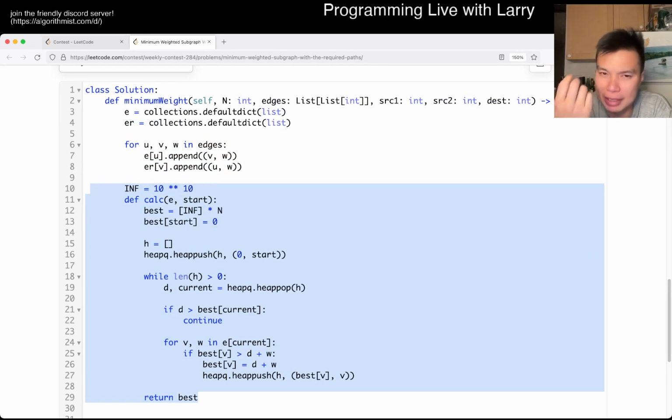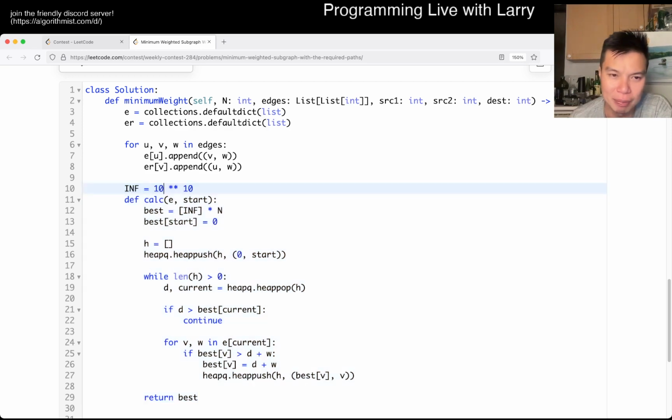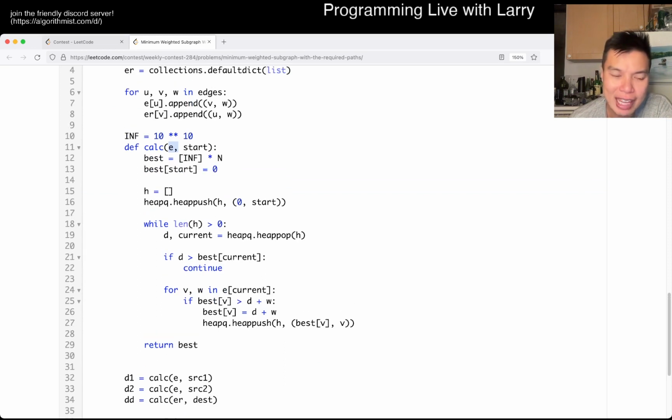This comes up all the time in competitive programming. This comes up all the time in interviews. So by itself, you should know this. So I'm not going to go over it is my point. Yeah, and this is only single source from start. And Y is just the edge list that I pass in later. So then now I get the shortest path from source 1, the shortest path from source 2, and the shortest path from the destination, as we mentioned, on the reverse graph, of course.